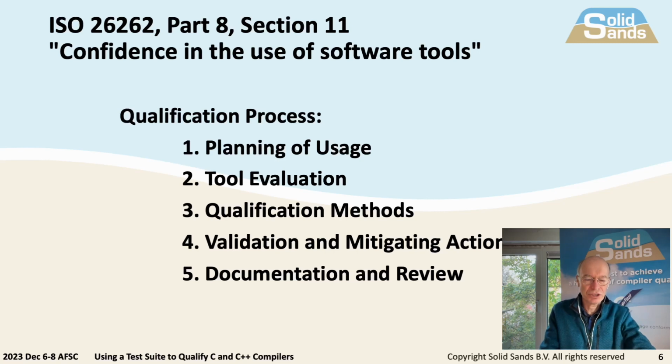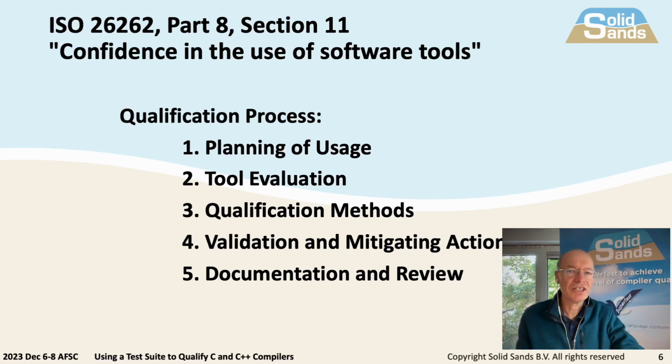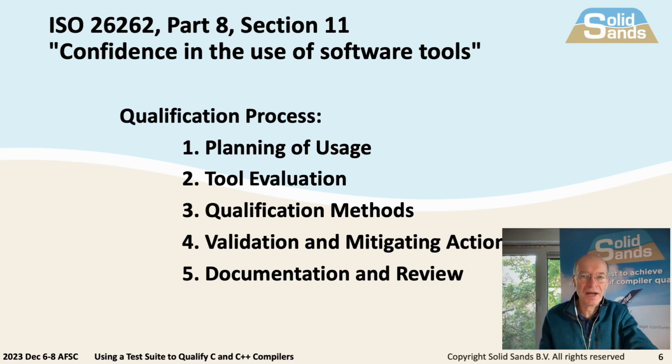If we take ISO 26262 and look at clause 11 in part 8, that's called confidence in the use of software tools. That is the clause that is applicable to compiler qualification, because a compiler in this case is also a tool. The qualification process has 5 steps. We start with planning of the uses of the compiler, then the tool evaluation, the compiler evaluation, the qualification methods, we select which one we can use, then the actual work goes into the validation of the compiler and analyzing any defects, and then finally we have to write reports and review the whole process.